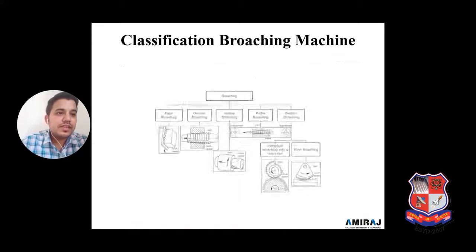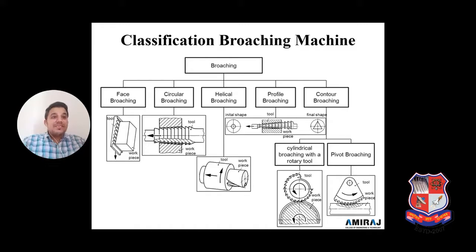So let's go ahead. Classification of the broaching machine: face broaching, circular broaching, helical broaching, profile broaching, contour broaching. Then contour broaching has two different types, cylindrical broaching or pivot broaching. So have you observed here, this is face broaching. We are just broaching on the surface. Okay, so it is one kind of filing.